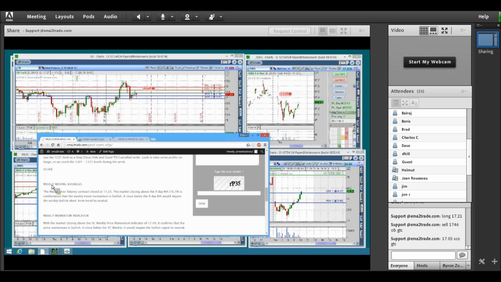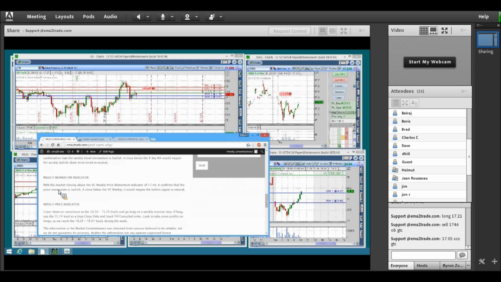The algorithm, the weekly momentum indicator, with the market closing above the VC weekly price momentum indicator of 1749, confirms that the price momentum is bullish. But it also tells you if we close below 1749, it would negate this bullish signal, and look to cover your short positions at the 1650 to 1574 levels during this week.